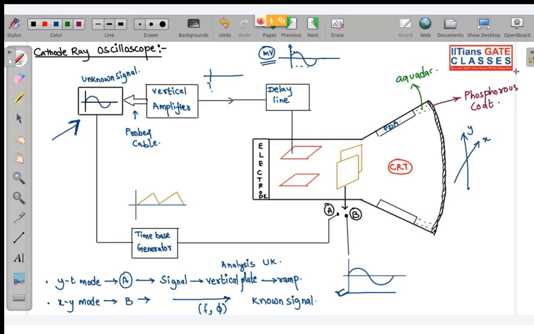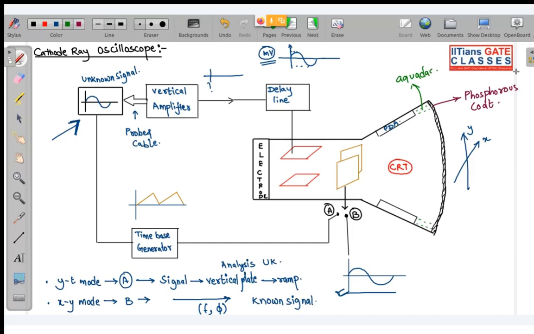Okay. Can you tell me why? When we study XY mode of operation, at that time I am going to ask you this question once again. Why don't we use delay line? Why we don't require delay line, that I am going to tell you.